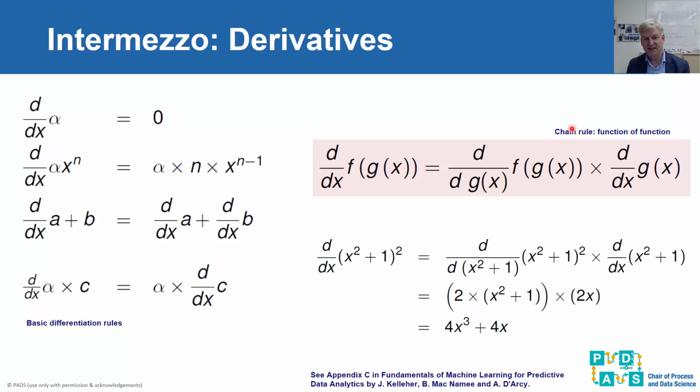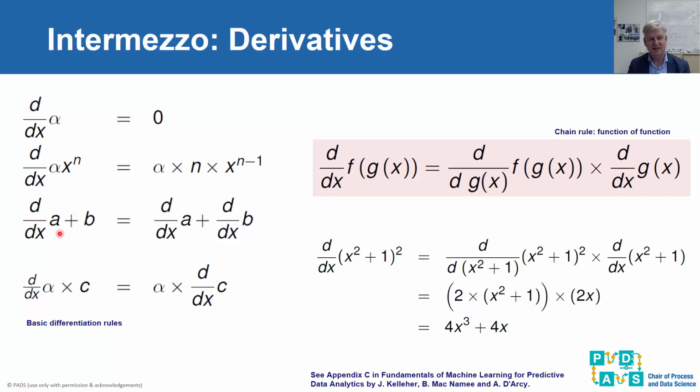So here is, let's say, a short refresher of your high school mathematics on how to compute derivatives. Alpha is a constant here. If we take the derivative of a constant, the outcome is 0. If we have alpha times x to the power n, and we take the derivative, then it looks like alpha times n times x to the power n minus 1. That's what we just applied.